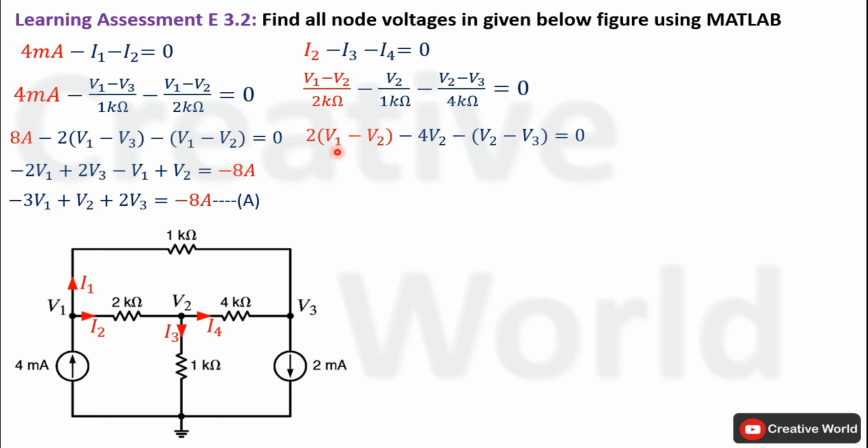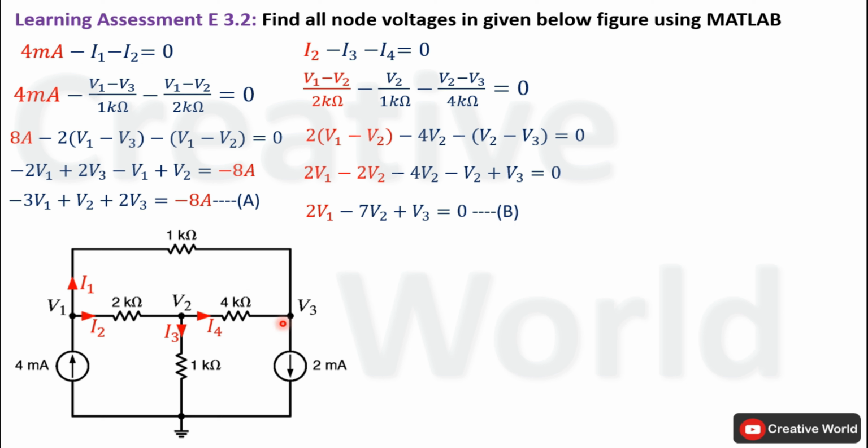Product of 2 and V1 minus V2 will become 2V1 minus 2V2 minus 4V2, and this minus will multiply variables inside the bracket. It will become minus V2 plus V3. Add minus 4V2, minus 2V2 and minus V2 together and arrange the equation. The equation will become 2V1 minus 7V2 plus V3 equal to 0, and this equation will be labeled as equation B, and it is the second node equation of this network.